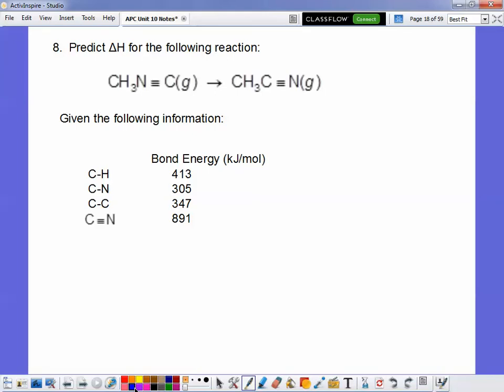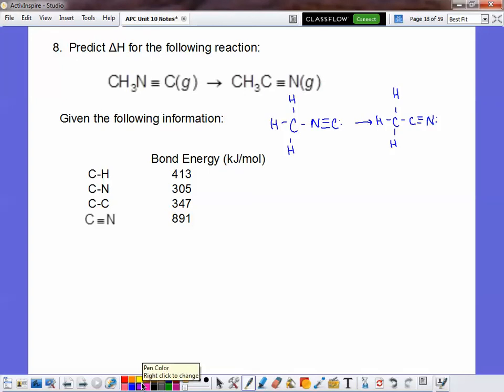Let me draw out what's actually happening here. We have carbon that's bonded to 3 hydrogens, that is bonded to a nitrogen, and then that nitrogen is triple bonded to a carbon. It doesn't matter for the problem, but there is a lone pair on that carbon. And then that is going through a transformation to this. Do you notice how in this we no longer have a carbon-nitrogen single bond, but we have a carbon-carbon single bond? So this is my reactant, and this is my product.